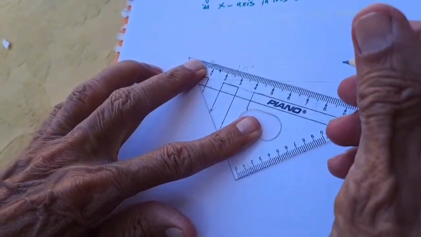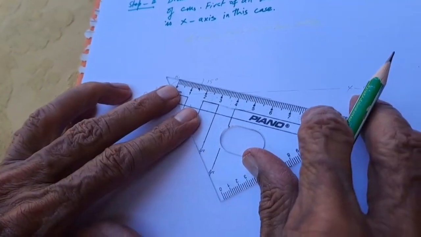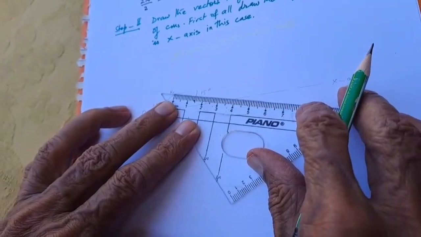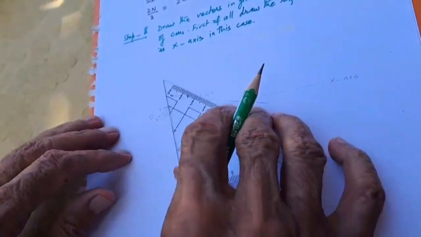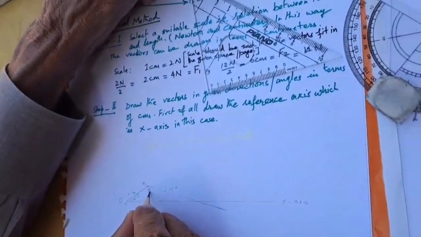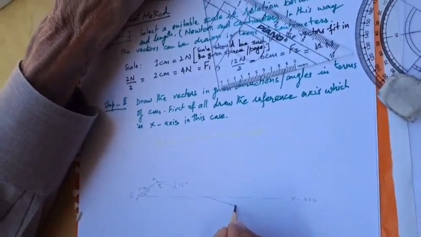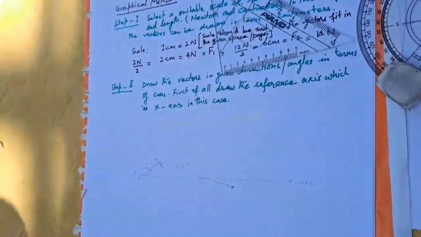Got to be very careful. The length should be correct and exactly on the same line. So this is 6 centimeters, this one here. So here is head 1 and the tail 2 and the head 2. Okay, head 2. Now all we have to do is join tail 1 with head 2.